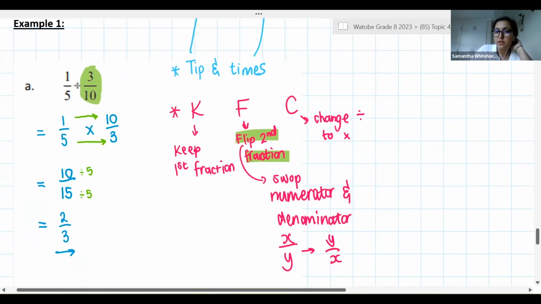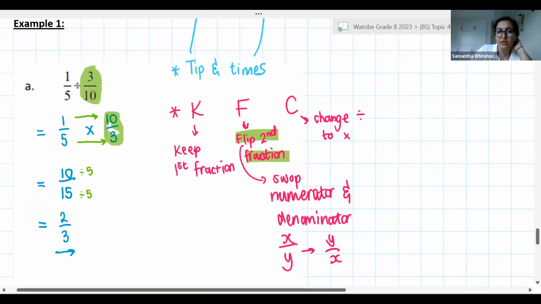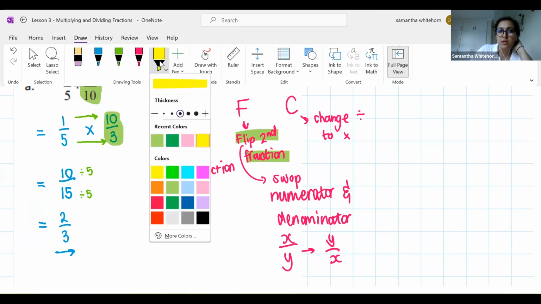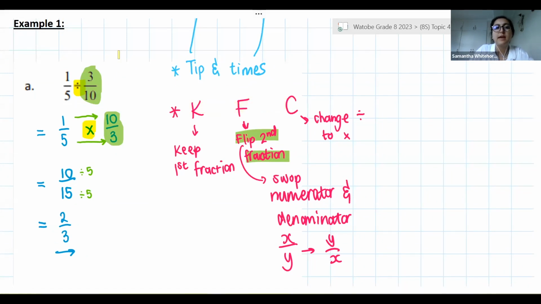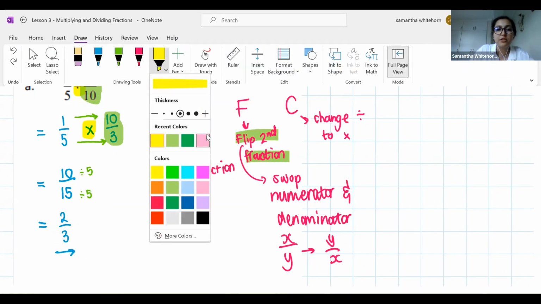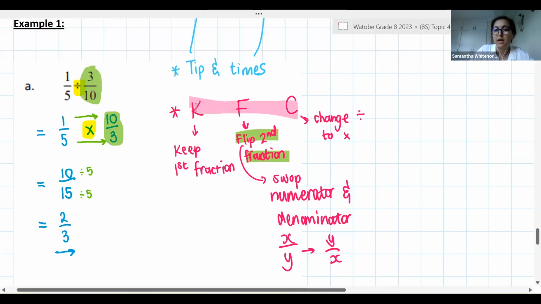Alrighty, so once more, keep the first fraction, flip the second fraction, change the division to multiplication. So this division changes to multiplication. That is what KFC stands for. KFC, keep the first, flip the second, change the sign.